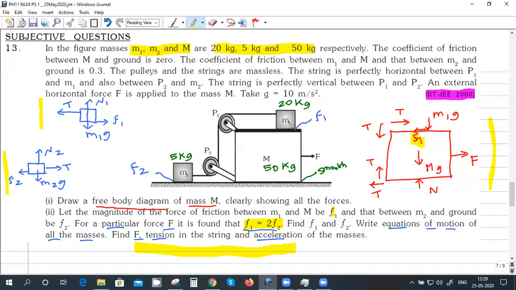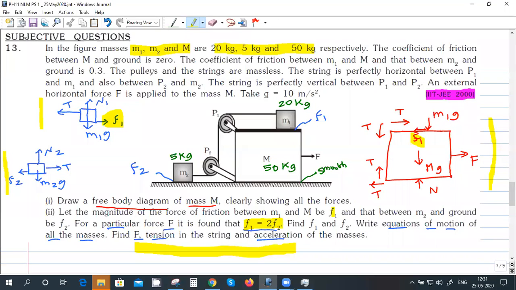And the direction of F1 should be consistent with what you have drawn for capital M. For capital M, the friction force is acting on the left, so this will compensate that one. Newton's third law is the interaction force, no? So F1 on small mass M1 will be towards right. Is the free body diagram correct? M1 and M2. Okay.